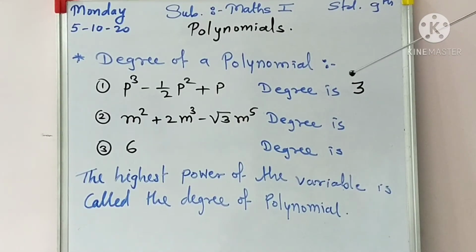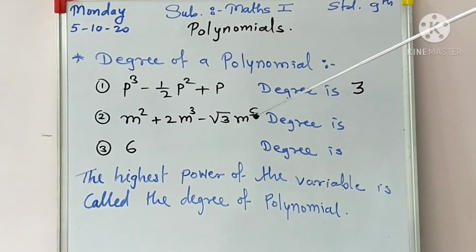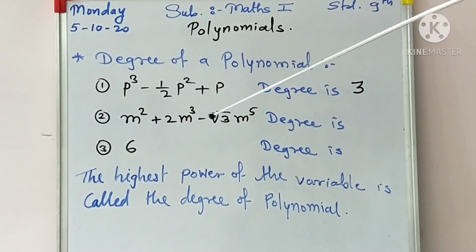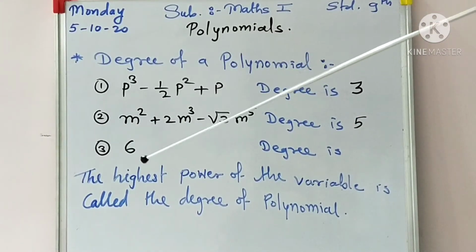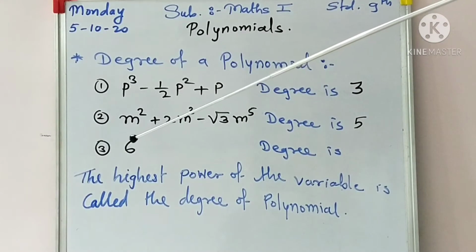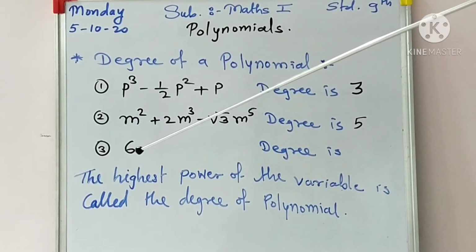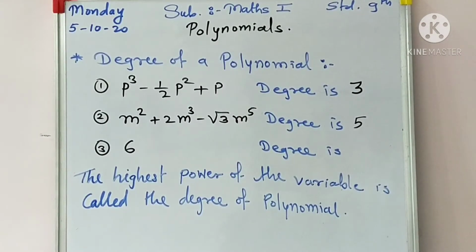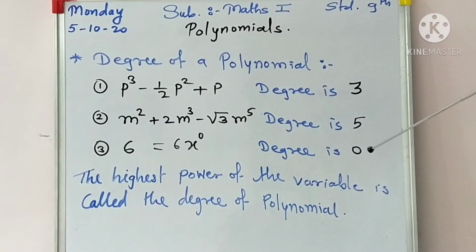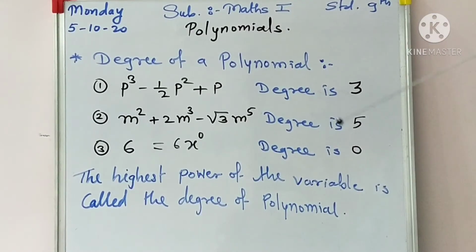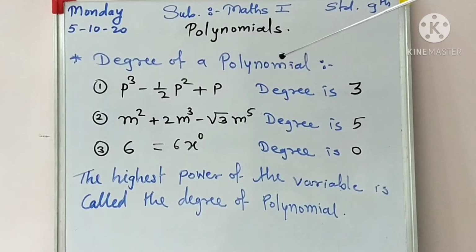3. Okay, for the second polynomial, the highest power is 5, in the last term, and hence for the second polynomial the degree is 5. And for a constant polynomial, if there is only a constant term, it is a constant polynomial, and taking the variable as x or y, we take its power as 0, and therefore the degree of a constant polynomial is 0. Understood? That is the degree of a polynomial. Okay.